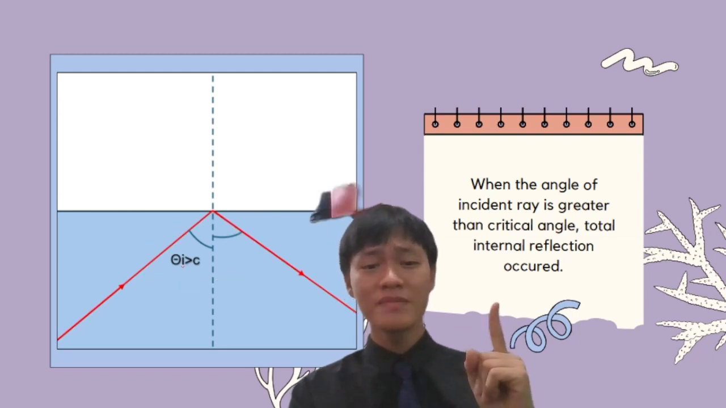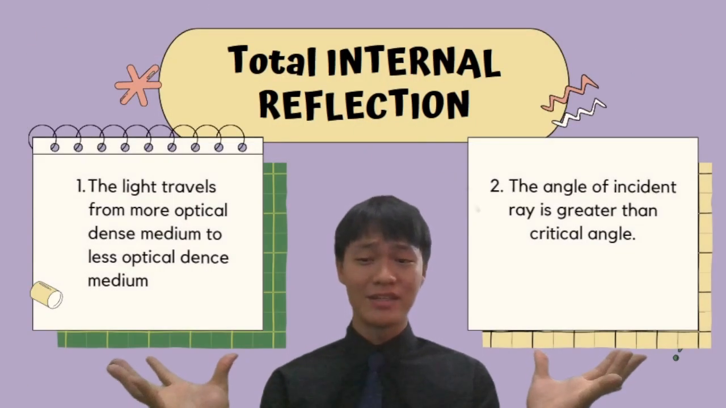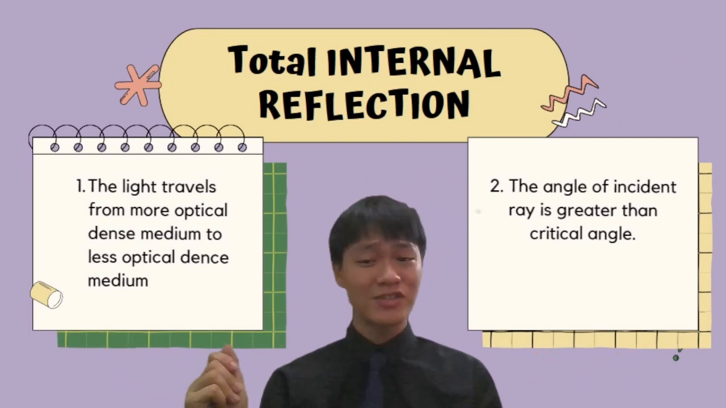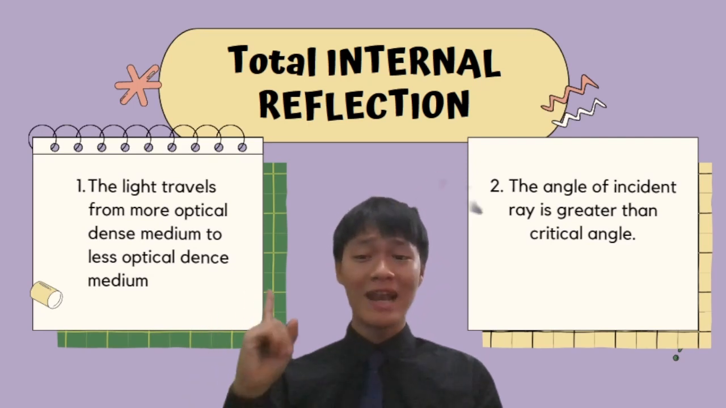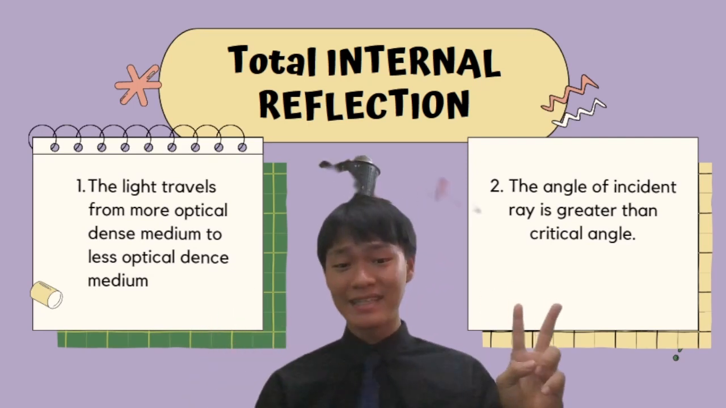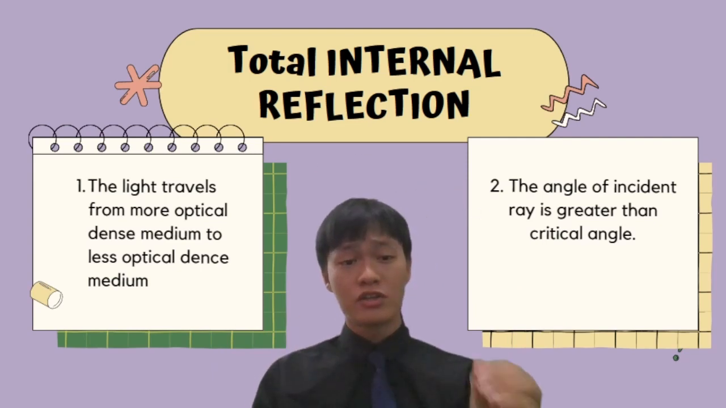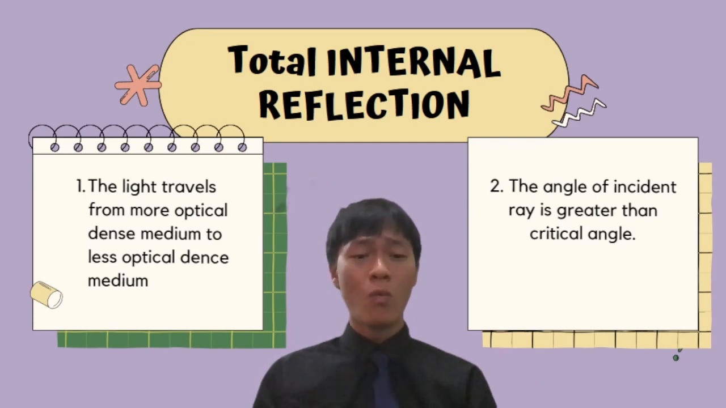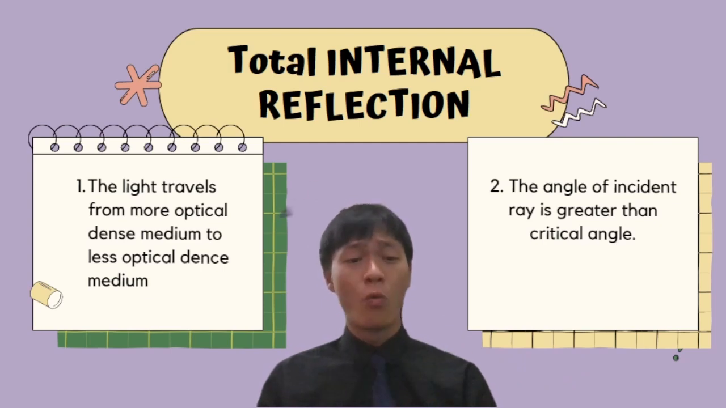Let's see the terms and conditions that total internal reflection needs. The two conditions of total internal reflection are, first, the light travels from a more optically dense medium to a less optically dense medium. And second, the angle of the incident ray should be greater than the critical angle. Total internal reflection only occurs when these two conditions are achieved. And this explains why, in the last situation just now, total internal reflection couldn't occur.